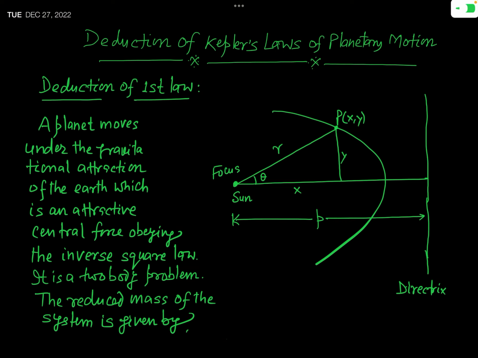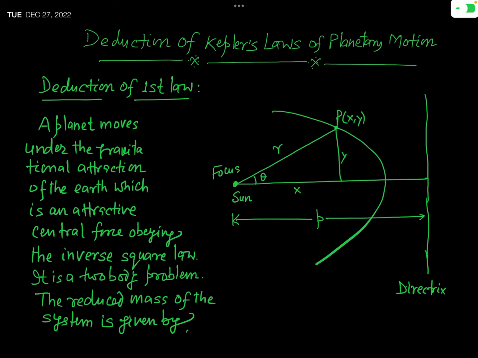Okay, so let us start to derive first of all the first law of Kepler regarding the planetary motion, which is actually called law of orbit. You have actually studied in the previous lecture that according to Kepler's first law, all planets move in elliptical orbit. In simple way, you can say that the orbit of any planet revolving around the sun is an ellipse. So simply we have to prove here that the orbit or trajectory described by a planet will be an ellipse.